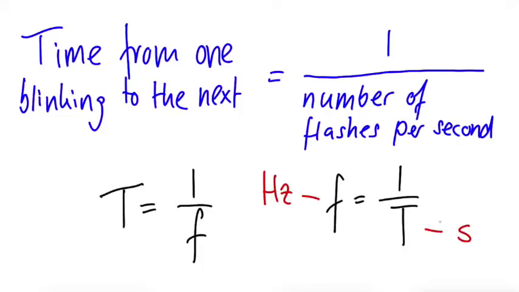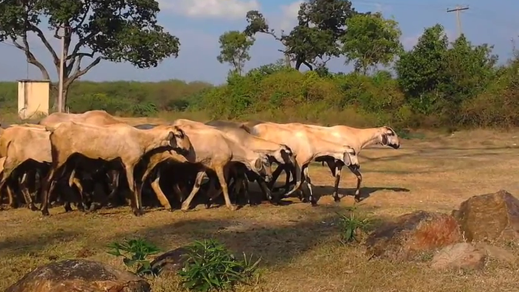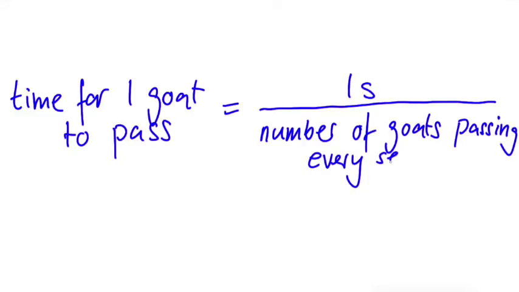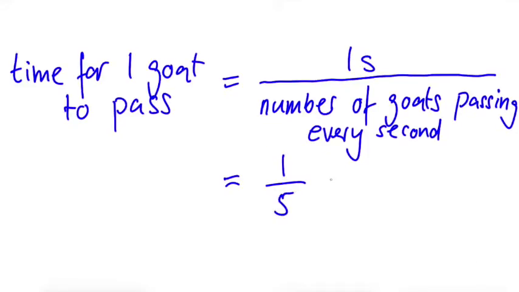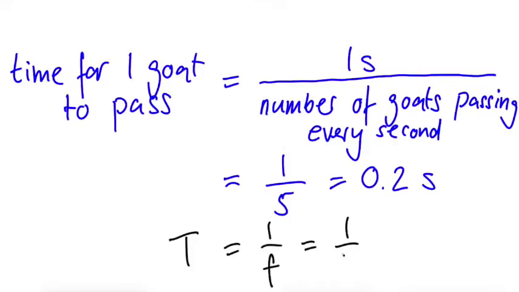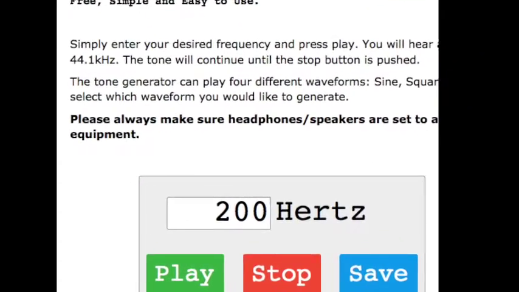To make it even clearer, let's look at goats. Say the goats are running past you in a single file. Every goat counts as 1 wave. If you have 5 goats running past you every second, then it takes 1 goat to pass you 1 second divided by 5 goats equals 0.2 seconds. In physics terms, the time period T equals 1 second divided by the frequency f equals 1 over 5 equals 0.2 seconds. Let's see how this can be applied to sound.